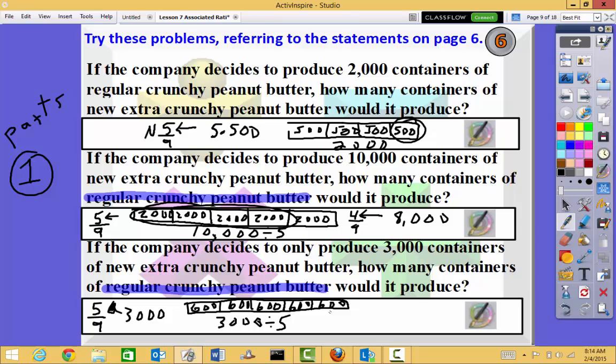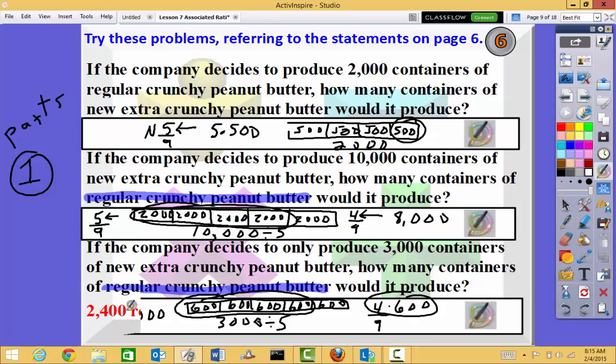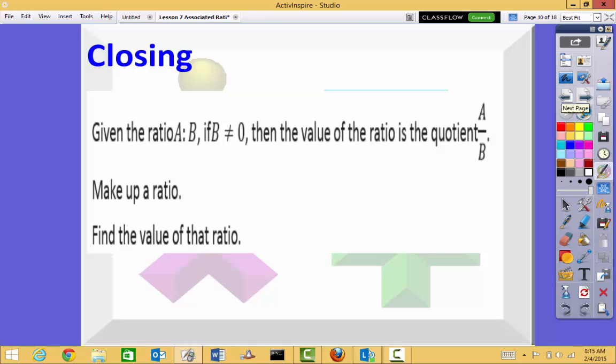Okay, so now it's asking for regular. Well, for regular, there's 4 parts out of 9, so I'm taking 4, and I'm doing 600, 1200, 1800, 2400, or I can do 4 times 600. Either one's going to give me that answer of 2,400.